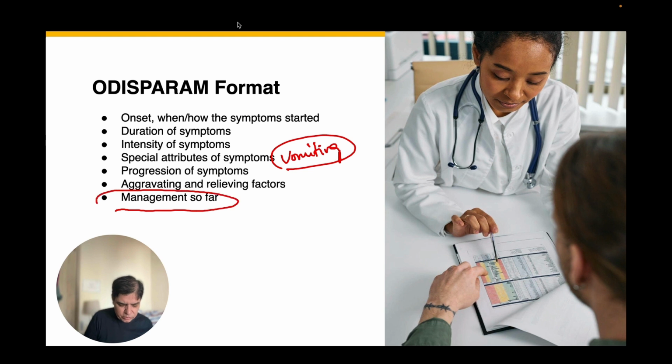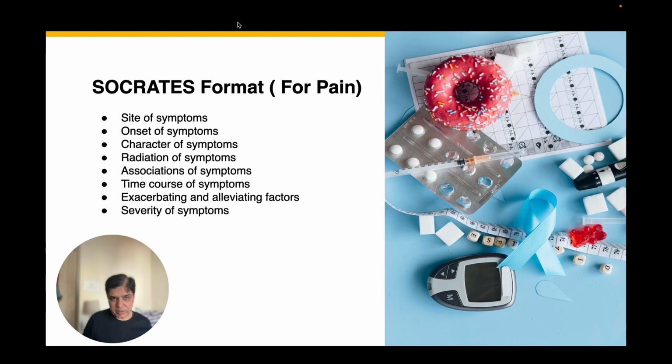So this is important when you are taking your history of present illness in this ODISPARAM format. For fever, cough, vomiting, things like that, you have to ask about every symptom in this ODISPARAM format. For conditions associated with pain, like abdominal pain, back pain, chest pain, headache, etc., you have to take the history in the SOCRATES format.